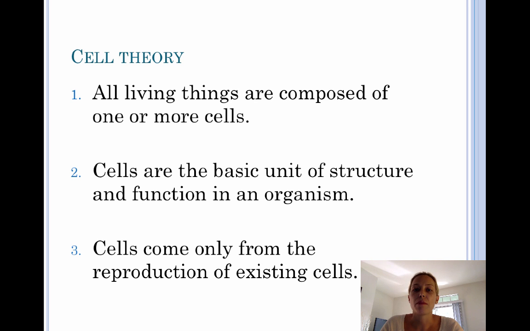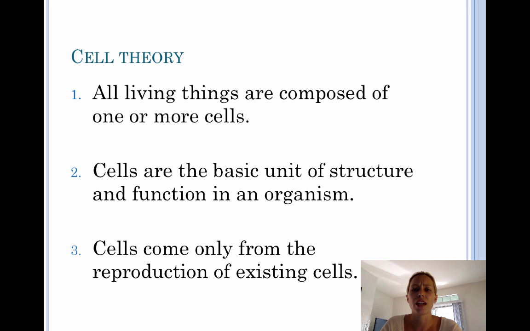So here are the three main parts of cell theory. All living things are composed of one or more cells. Cells are the basic unit of structure and function in an organism, and cells come only from the reproduction of existing cells. So Schleiden and Schwann helped with the development of the first two parts of cell theory, and thanks to Virchow, we have our third part of cell theory.